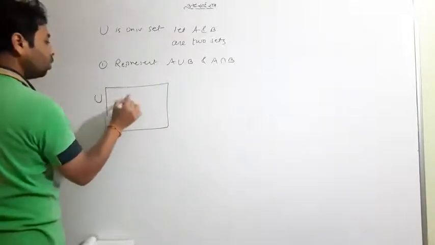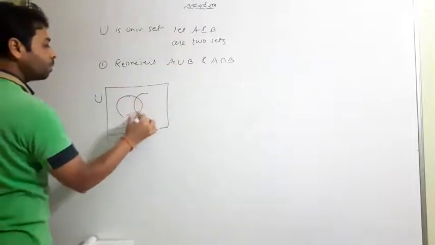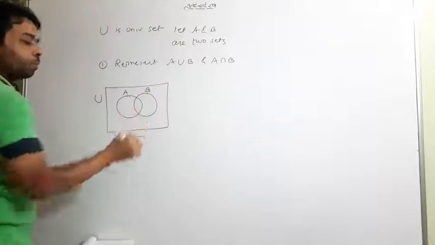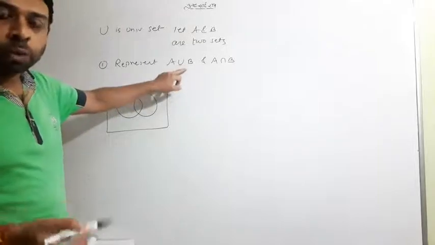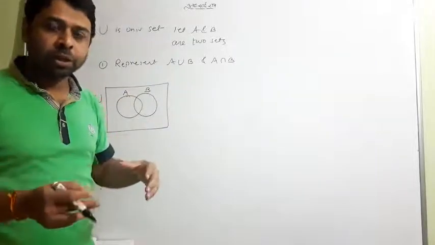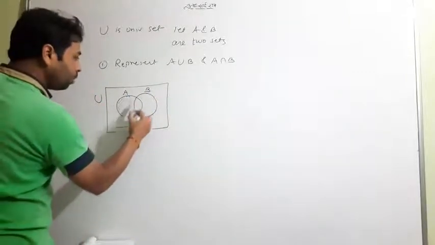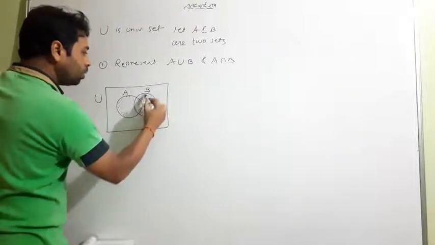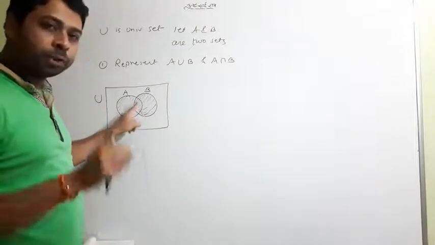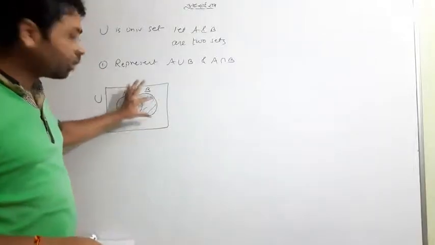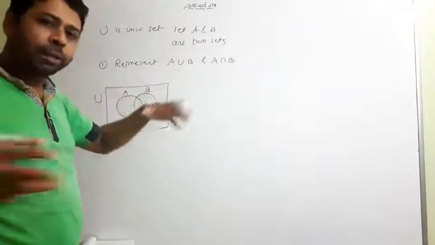It is U. First I want to represent A union B. It is A and it is B. In the Venn diagram, I want to represent A union B, and you know the meaning of A union B: the combination of A and B, where the common element is written one time. This picture is the combination of A and B, where the common element is written one time. So this particular shaded region which I made here shows A union B, all the elements of A and B.